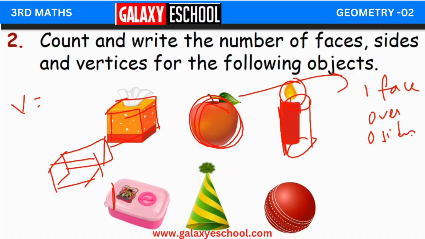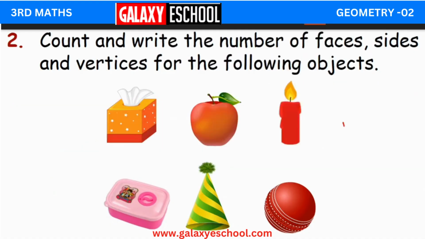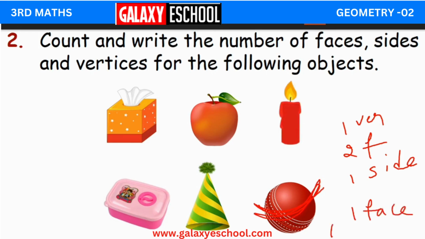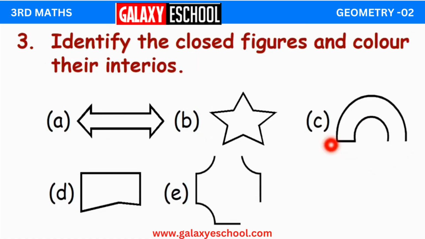Next we have a party hat that is in the shape of a cone. What does cone have, children? Cone has one vertex, 2 faces and 1 side. And the sixth object is a sphere. Again, it has only one face. It has 0 vertices and 0 sides.